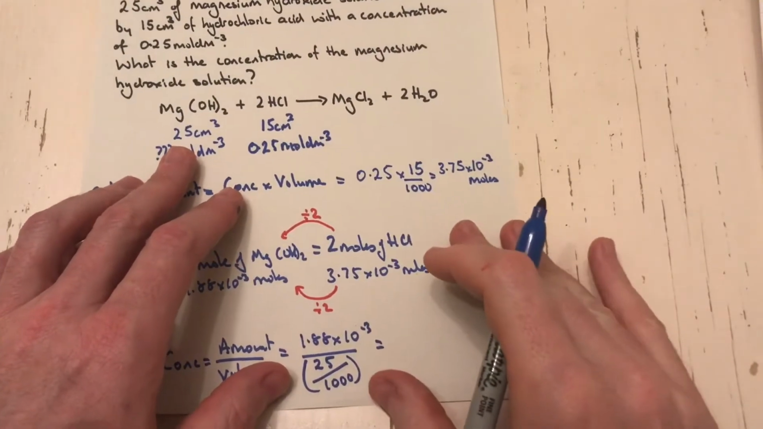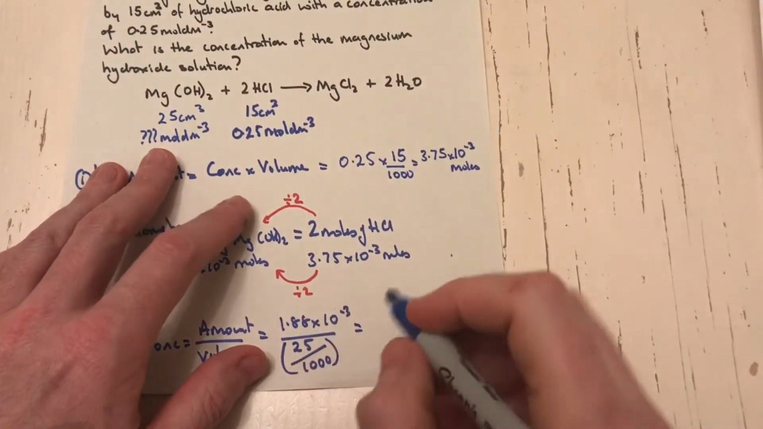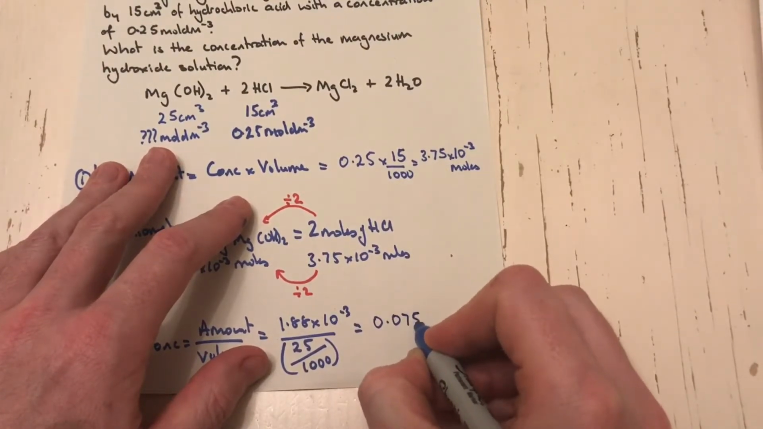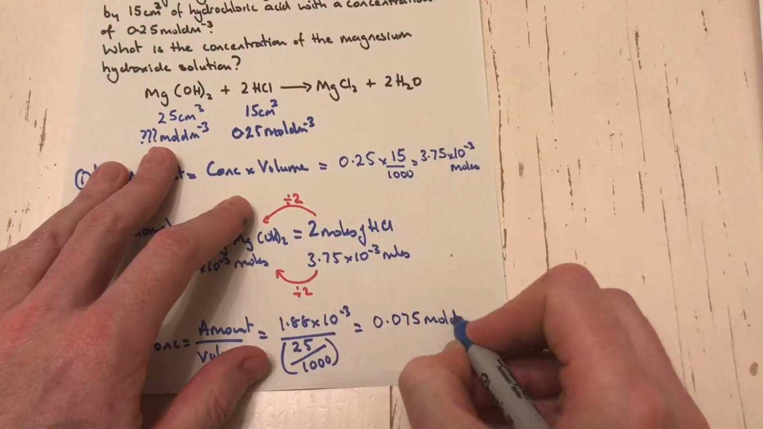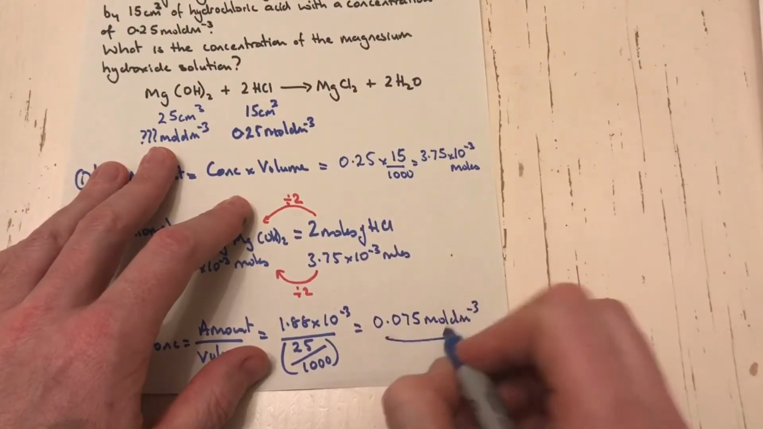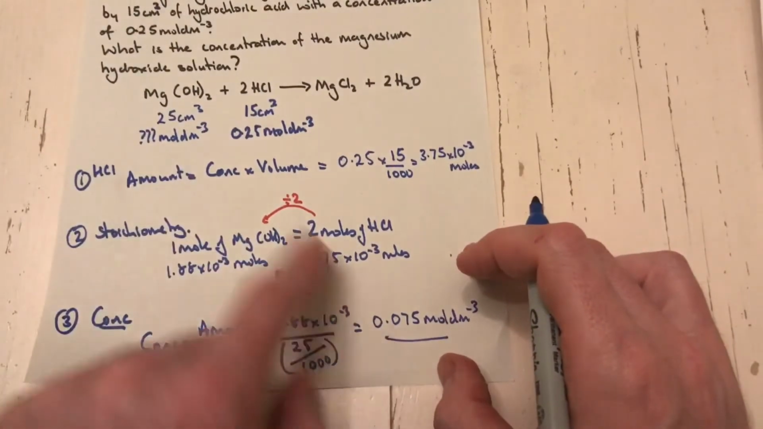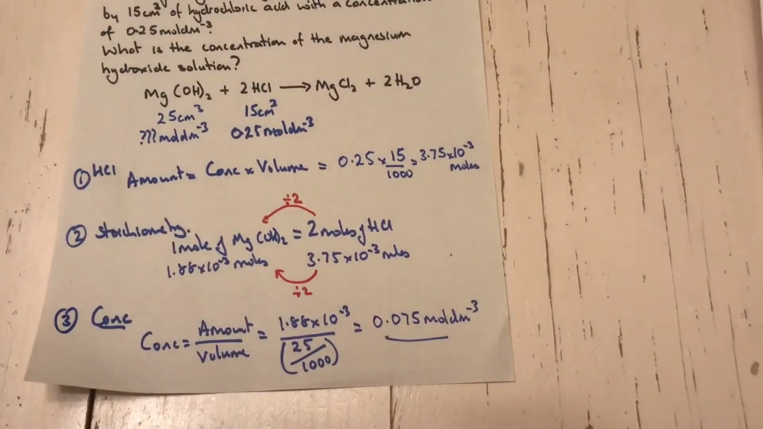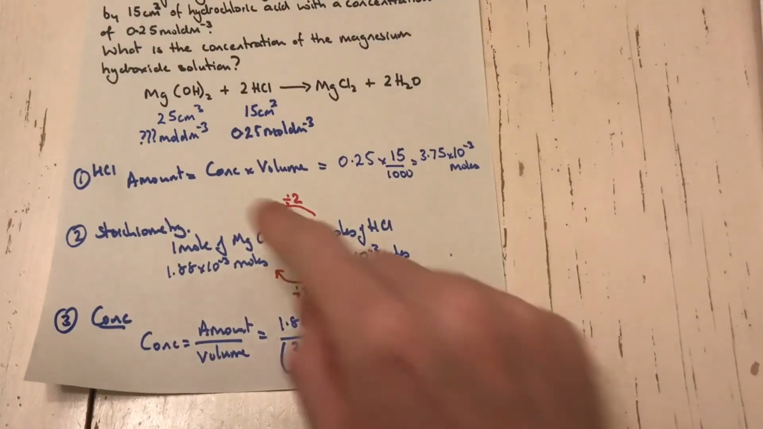Again, get your calculator out to work this out, and it's giving me an answer of 0.075 moles per decimeter cubed. And that's my concentration of the alkali, the magnesium hydroxide, that's reacted with the HCl. That's how to find the missing concentration.